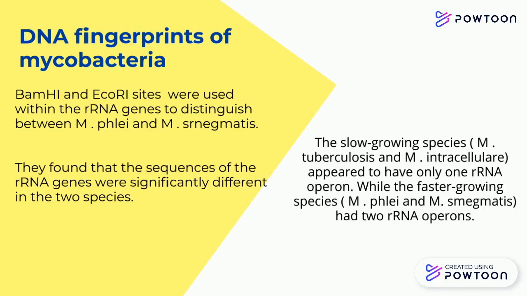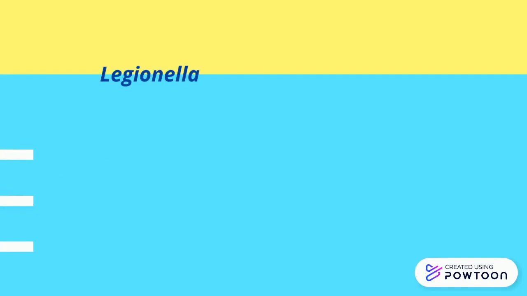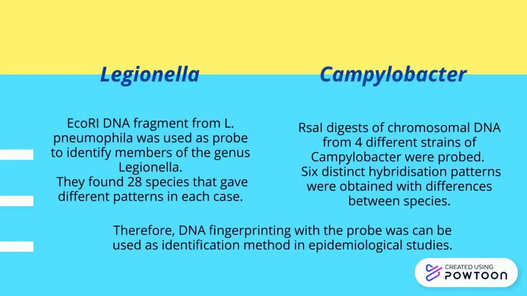BamHI and EcoRI sites were used within ribosomal RNA genes to distinguish between 2 different mycobacteria, and they found that the sequence of ribosomal RNA genes was significantly different in the 2 species. Both Flavobacteria and Campylobacter also use the same method. Therefore, DNA fingerprinting with probes can be used as an identification method in epidemiological studies.